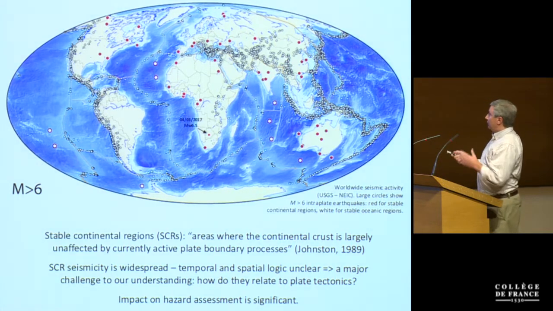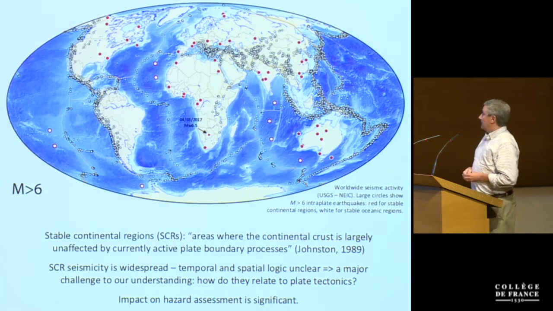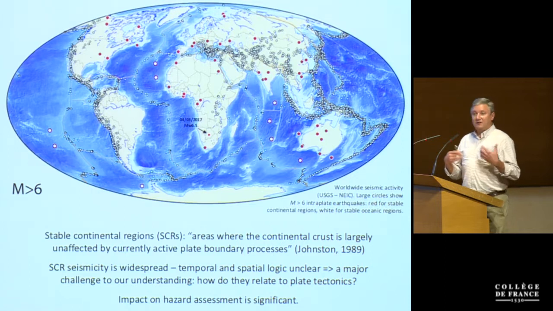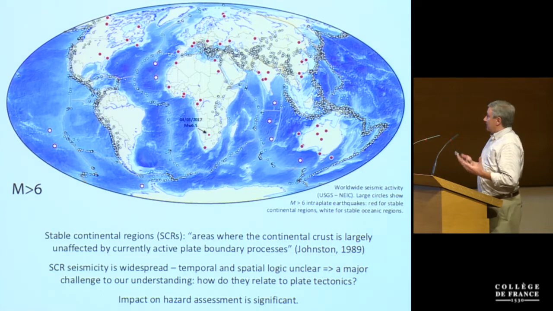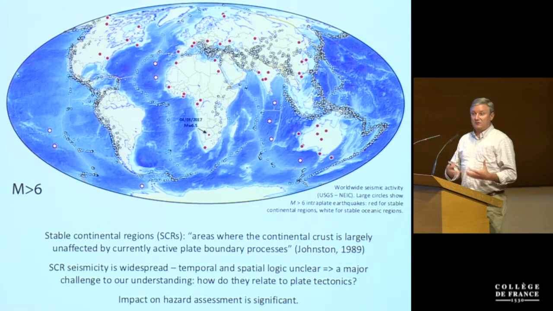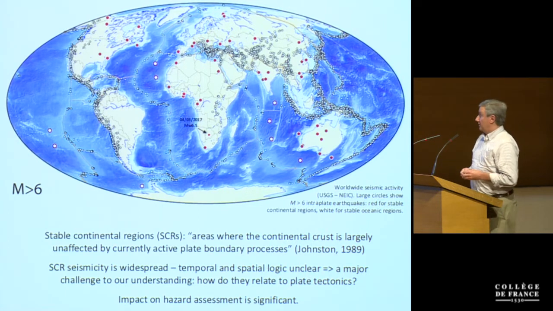And here I want to focus on the ones that I outlined in red, which are what Johnston in 1989 called stable continental regions. So I think I will say SCR during the rest of my talk to save a little bit of time. So these are areas where the continental crust is largely unaffected by currently active plate boundary processes. We're kind of leaving the realm of plate tectonics, really.